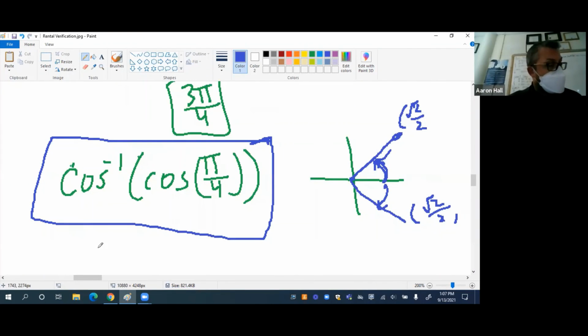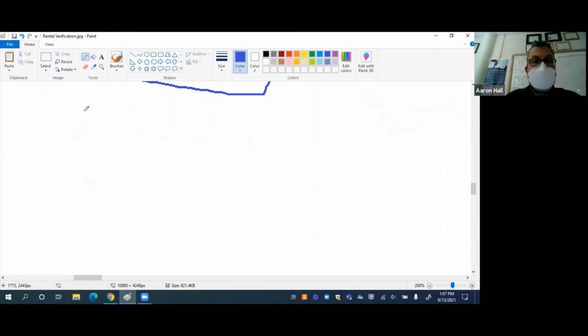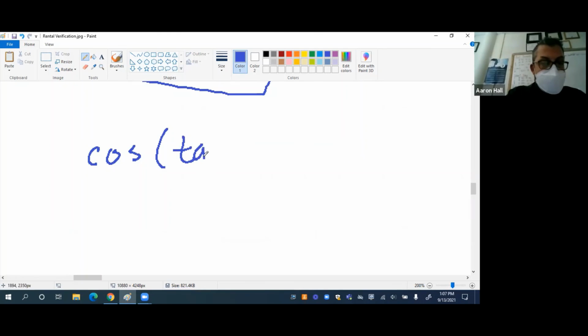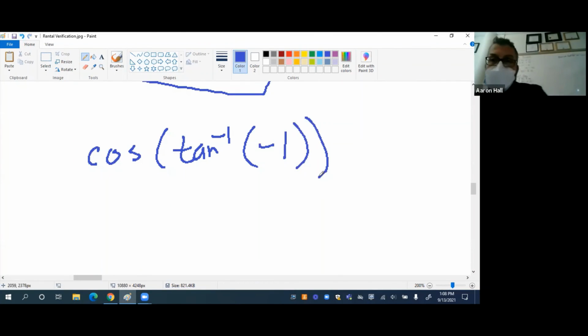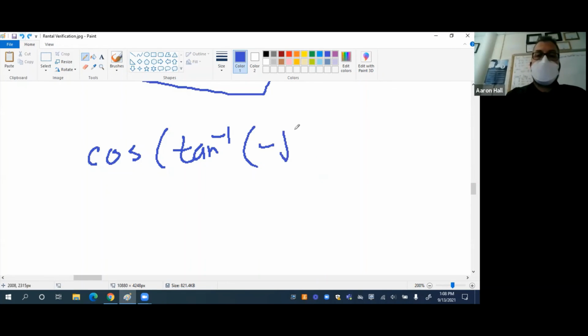Okay. All right, let's do this one. Let's do cosine of inverse of tangent of the square root of, let's just do one. Let's do -1. Let's see how painful that becomes. No, I'm going to do the square root of 3. Okay, that's my final offer.